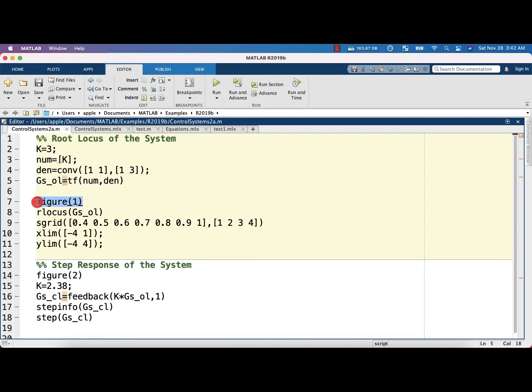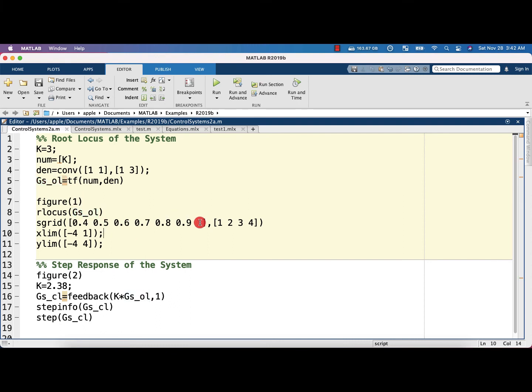With the help of this one, we are going to define a figure window and name it 1, and then with the help of this command we are sketching the root locus of the open loop transfer function g of s underscore ol, so that you can see over here.